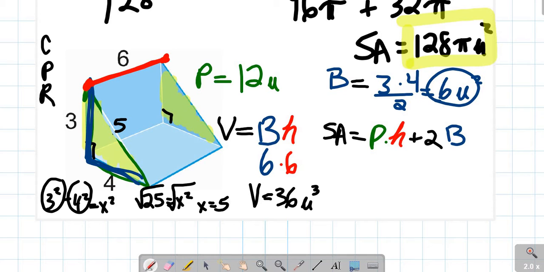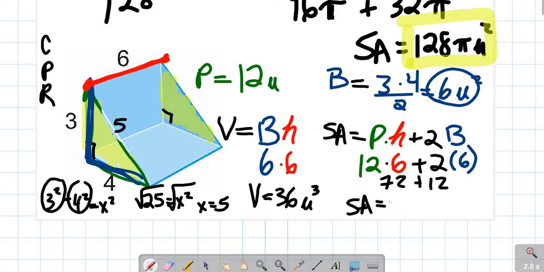Your surface area, if you had wrapping paper around it: first you find your perimeter, which is 12, times your height, which in this case is 6, plus 2 of the bases, which is 2 times 6. Let's clean this up just a little bit. This is going to be 72 plus 12. Therefore, my surface area equals 84 units squared. Volume is units cubed, area, units squared.